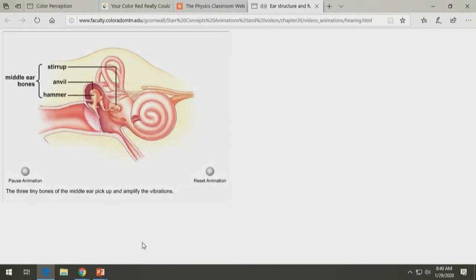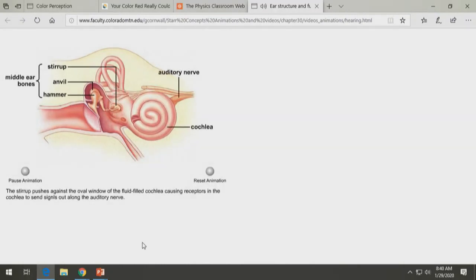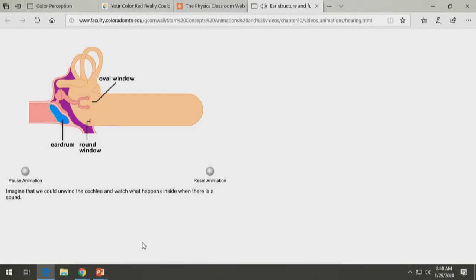The 3 tiny bones of the middle ear pick up and amplify the vibrations. The stirrup pushes against the oval window of the fluid-filled cochlea, causing receptors in the cochlea to send signals out along the auditory nerve. Imagine that we could unwind the cochlea and watch what happens inside when there is a sound.